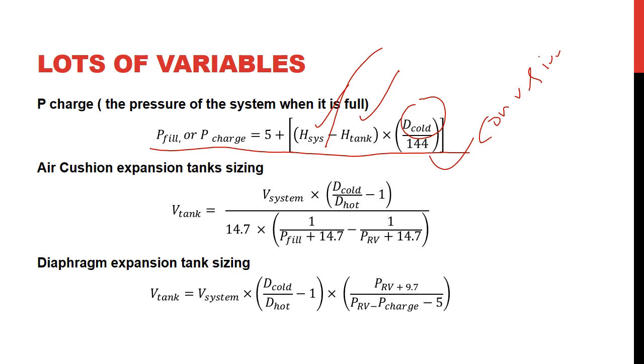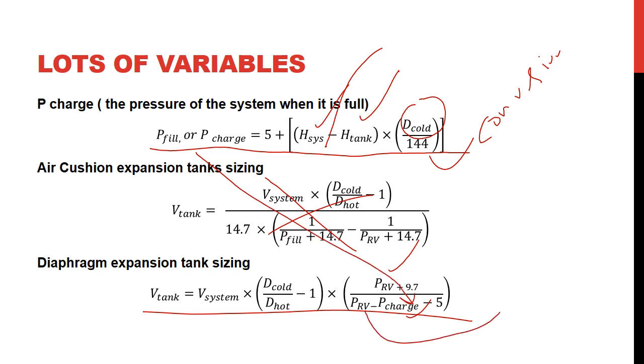We have two types of tank, air cushion expansion tank and diaphragm expansion tank. This one we're not going to use for this project, we'll use only this one. But at least you know that you have this formula. And PRV and P charge is what you calculated from here. PRV again is the same as this one, and usually it's 30 psi.